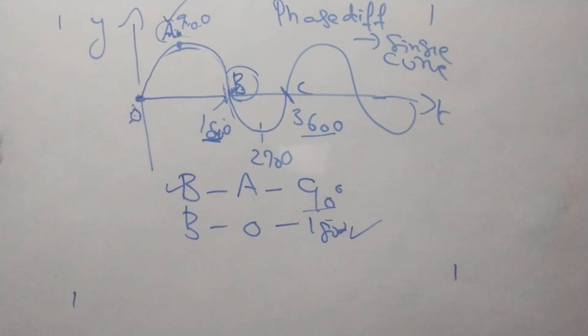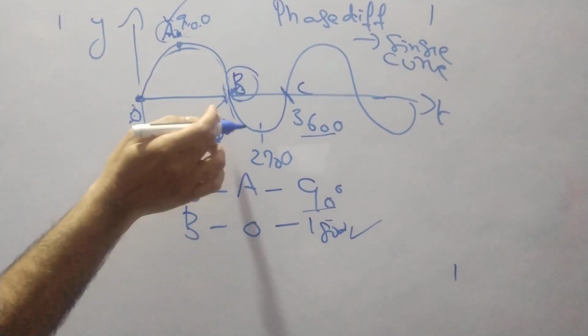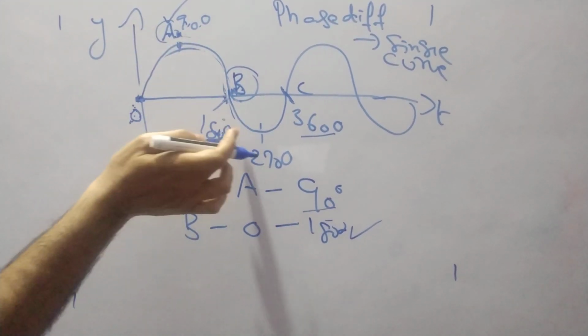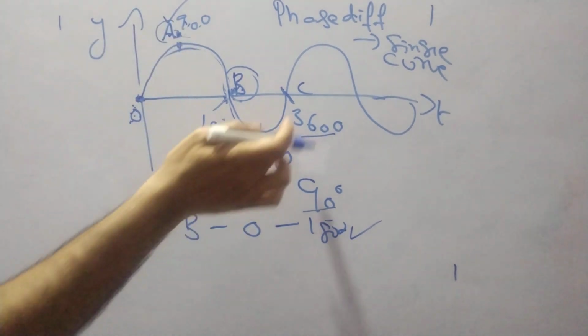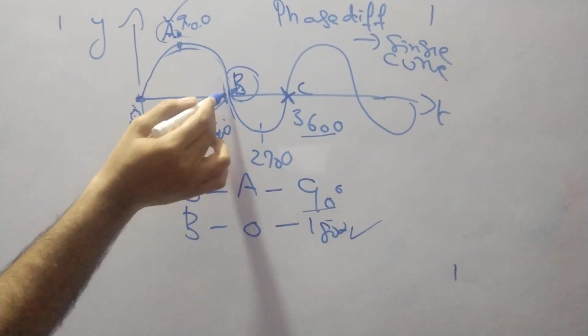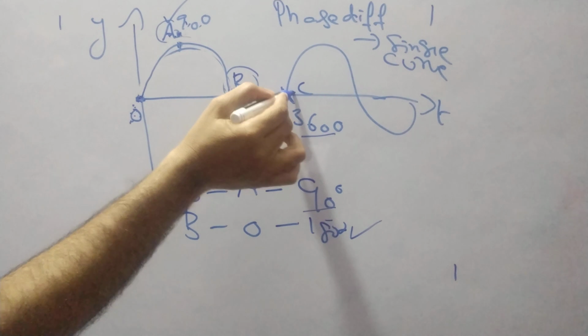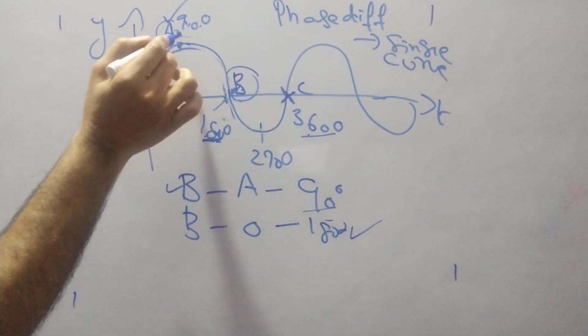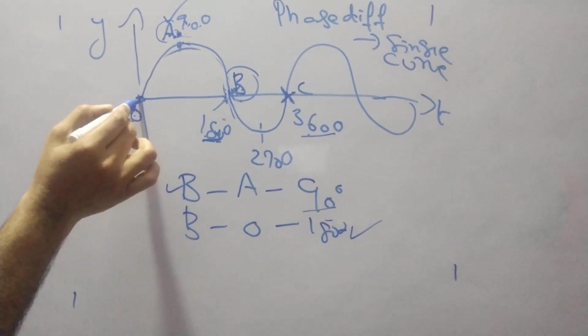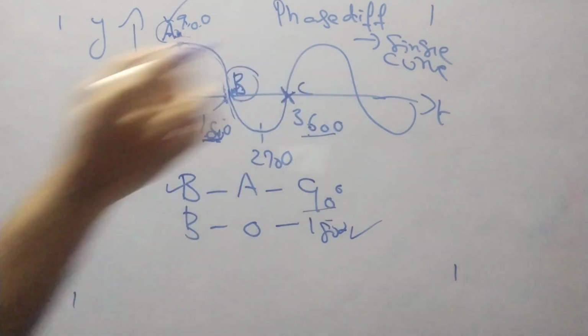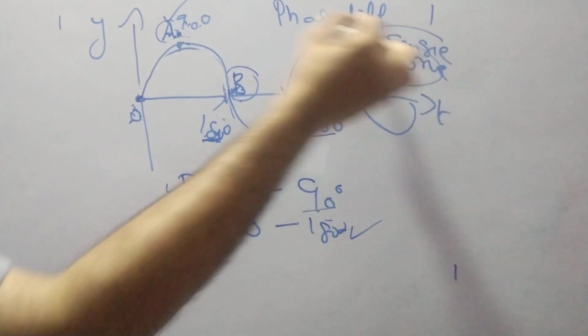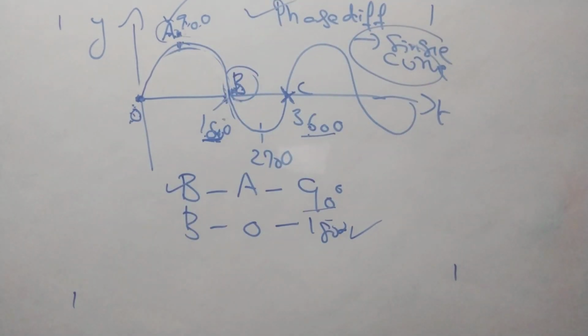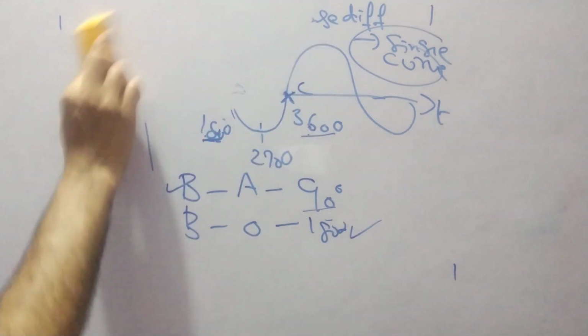So it is with how much degree it is out of phase. You have to define the phase difference with respect to points here: B with respect to A, how much phase, 180 minus 90, or C with respect to B, 360 minus 180, or C with respect to A. So this angle minus this angle, or C with respect to 0, 360 minus 0, and so on. So if you take a single curve, this is the procedure you can follow to find the phase difference, right?